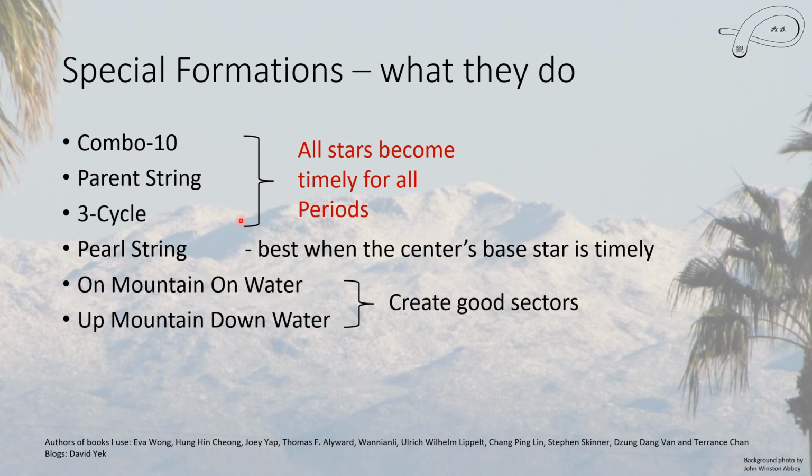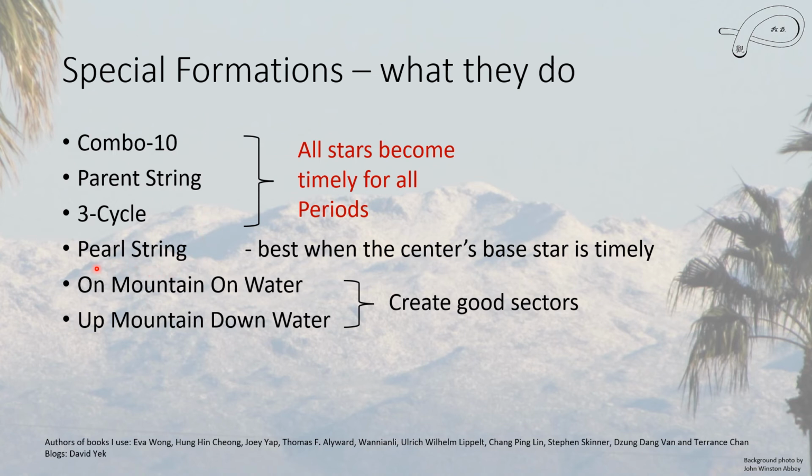So what do these actual formations do? Well, these three are by far, everybody agrees, the best group. They make all stars become timely for all periods, and that's because they're borrowing energy from all periods. And if you happen to be lucky enough to have one of these houses and the formation has already been activated, you want to be really careful that you don't change the period of your house, because I can almost guarantee you will destroy this formation. There are occasions when you won't, but most of the time you will.